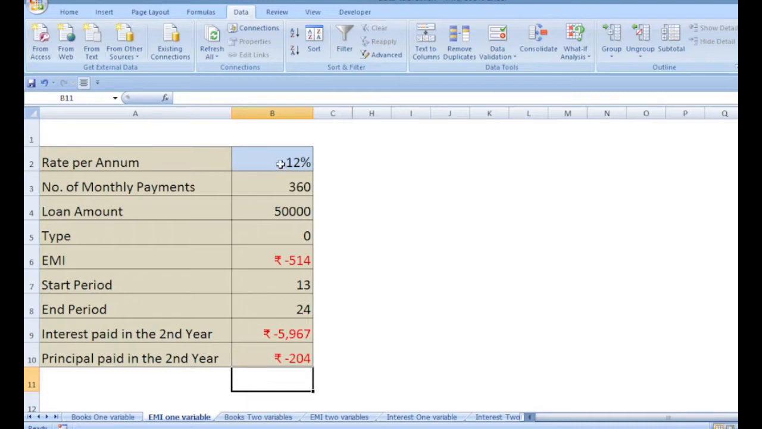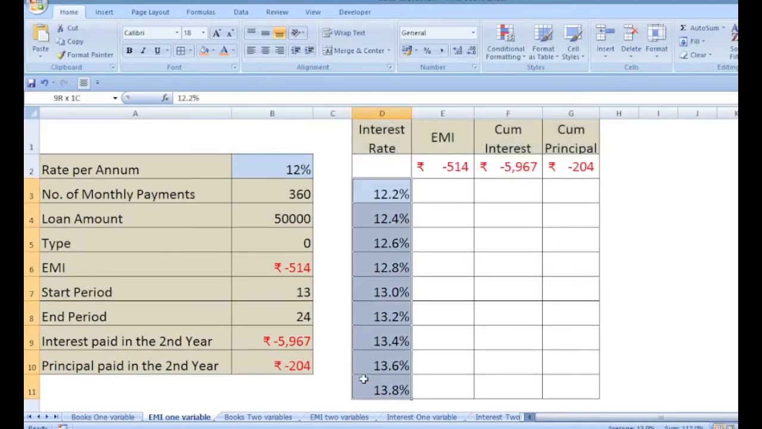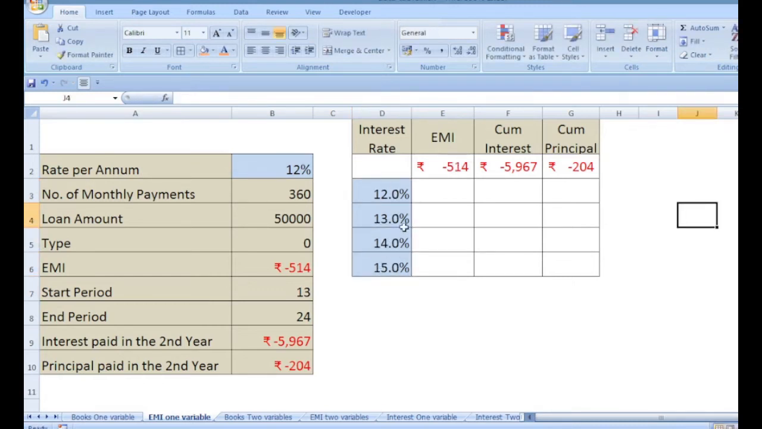I can change any one of these three variables: rate per annum, monthly payment and loan amount. Here I specify different interest rates for which I want to calculate EMI, cumulative interest and principal. Let it be 12, 13, 14 and 15. And here you can see that I have given the first formula in the next column but previous row. And all other formulas must be to the right of that. Or in other words, they are in the same row but in the next columns.